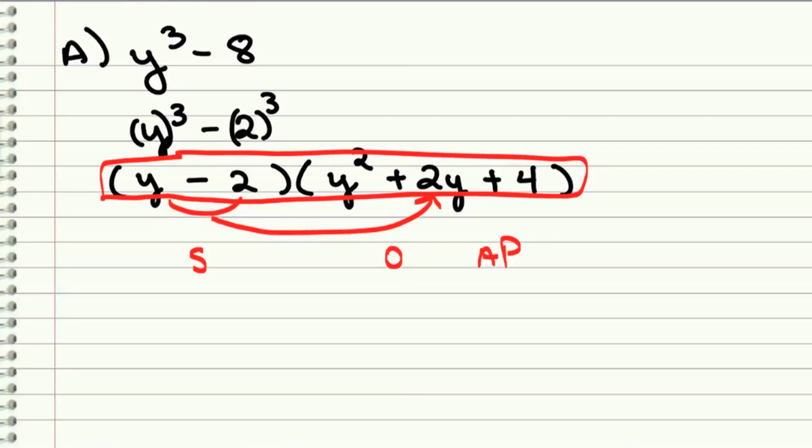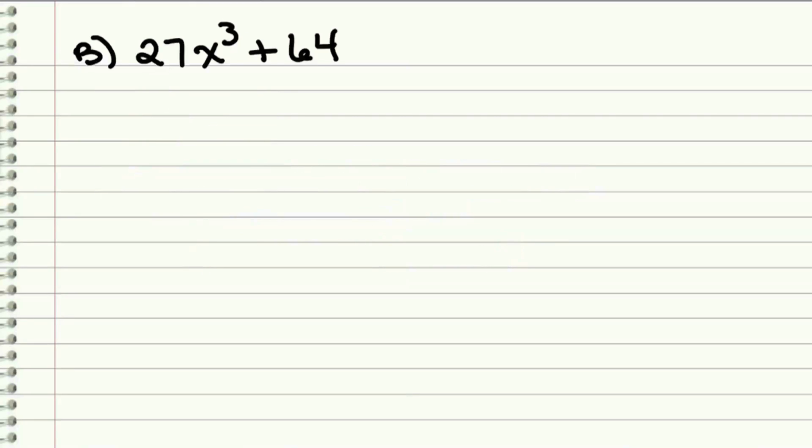So let's look at the second one. This one looks more complicated, but it's still the same thing. We have two terms, they're cubes, but this time they're being added. So rewrite the bases. That 27 is a 3, and then we have the x, both of those being cubed, plus the 64 is a 4 being cubed. So there's our two bases. So here's our binomial, and here's our trinomial.